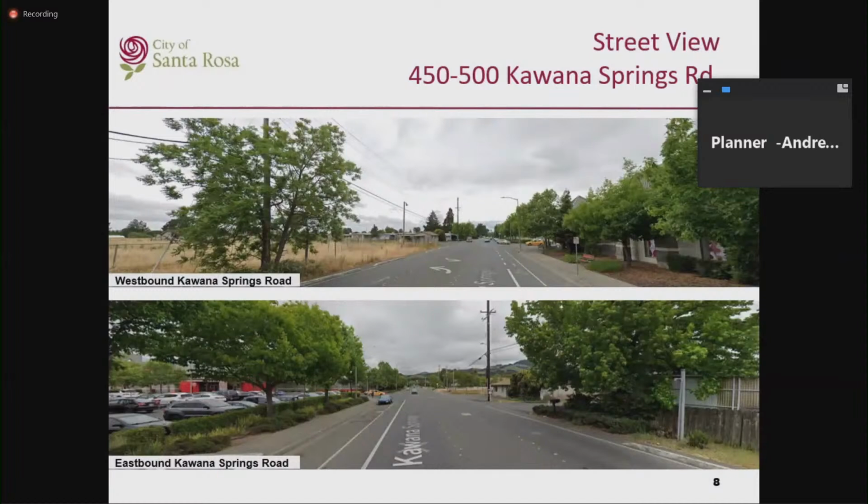So in this slide, we can see a street level image of westbound Kiwanis Springs Road. On the right-hand side of the image is the Target store in Santa Rosa Marketplace. On the left side of the image is the vacant land, which is the site of the proposed Kiwanis Springs Apartments. On the lower image, we see eastbound Kiwanis Springs Road, a view headed east, where we have the Target Santa Rosa Marketplace on the left. We do see on the right-hand side of the image the easternmost portion of the Carriage Court Mobile Homes Park as we approach the project site, which would be on the right-hand side. Next slide, please.